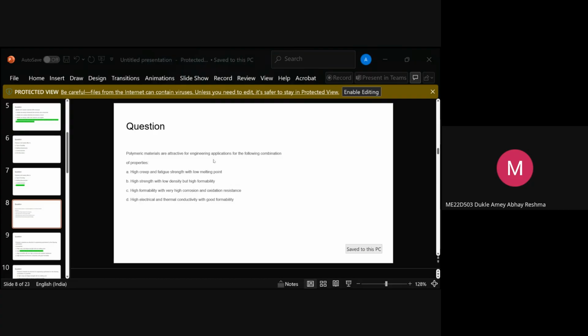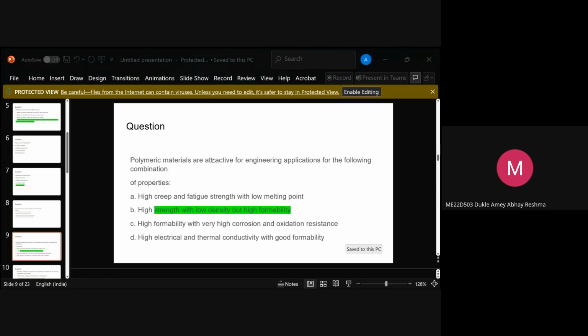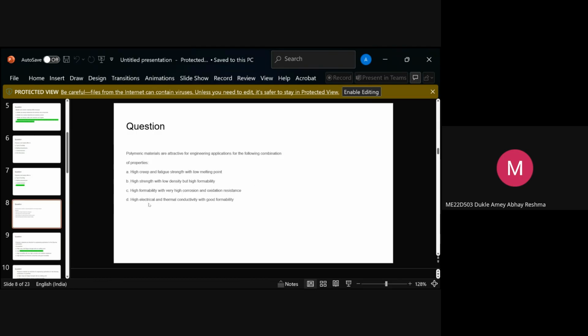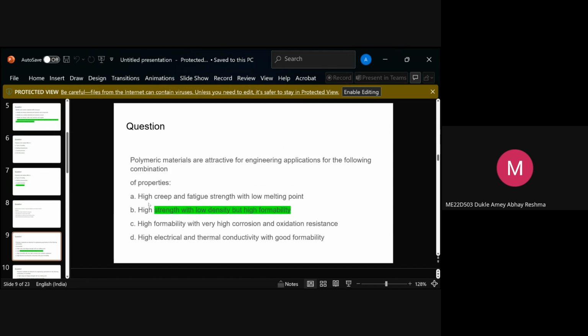Moving to the next question, polymeric materials are attractive for engineering applications for the following combination: high creep and fatigue strength with low melting temperature, high strength with low density but high formability, high formability with very high corrosion and oxidation resistance, high electrical and thermal conductivity. So the answer here is high strength with low density.